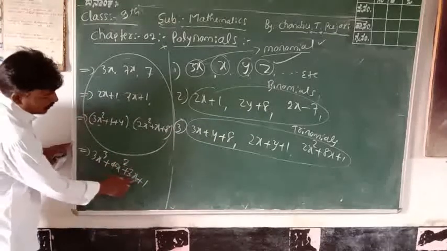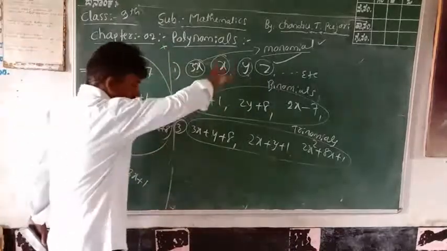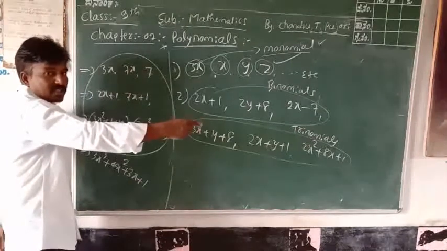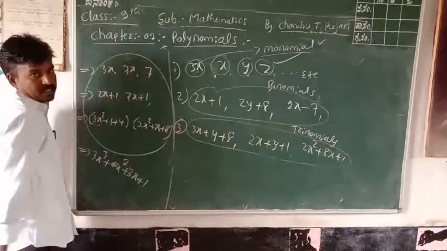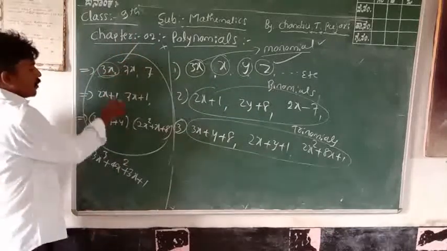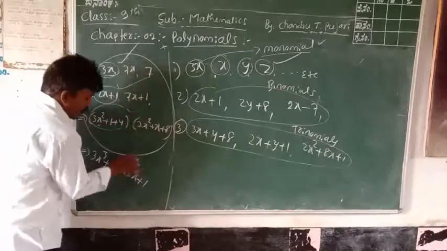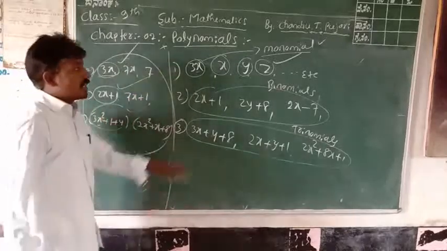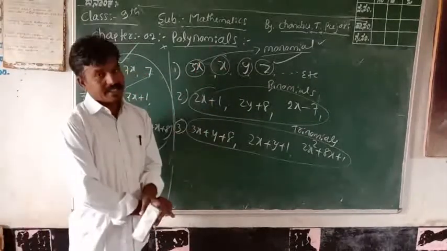1, 2, 3, 4 terms are here. This is also a polynomial. And otherwise, more than 4 terms, a 5th term, 6th term, 7th term, these all are also polynomials. A single term is also a polynomial. Only 2 terms is also a polynomial. 3 terms is also a polynomial. 4 terms is also a polynomial. Every expression with any number of terms is a polynomial.